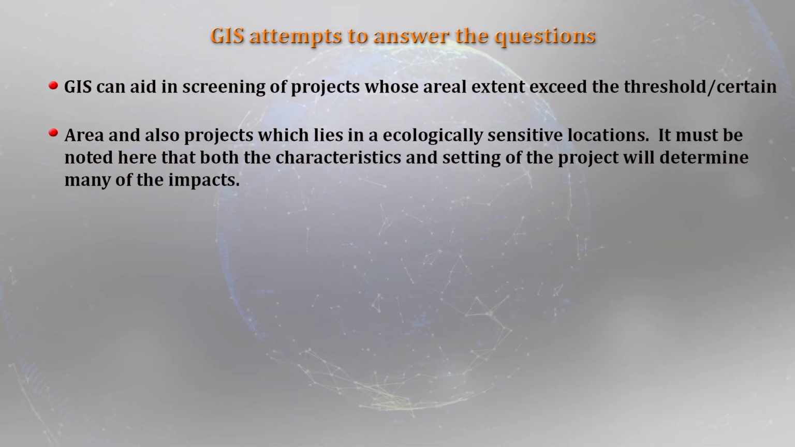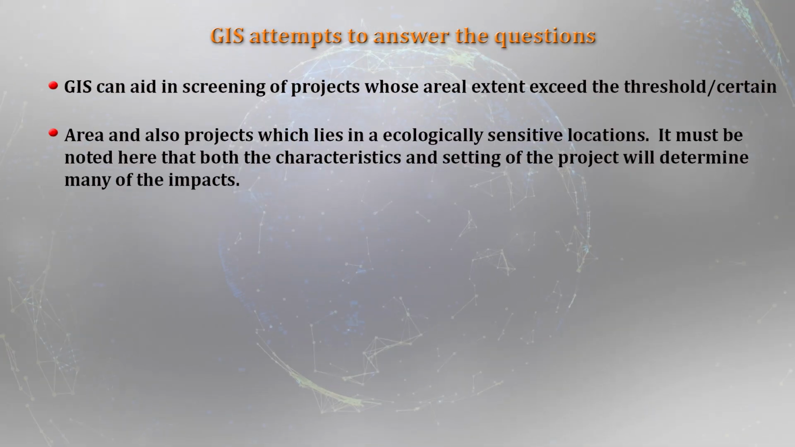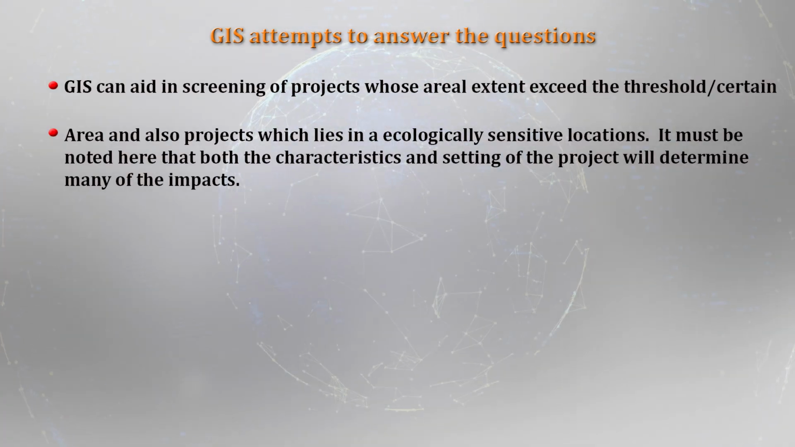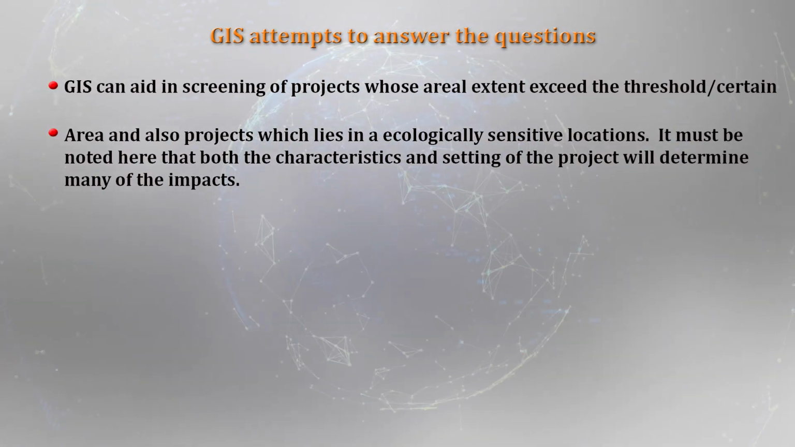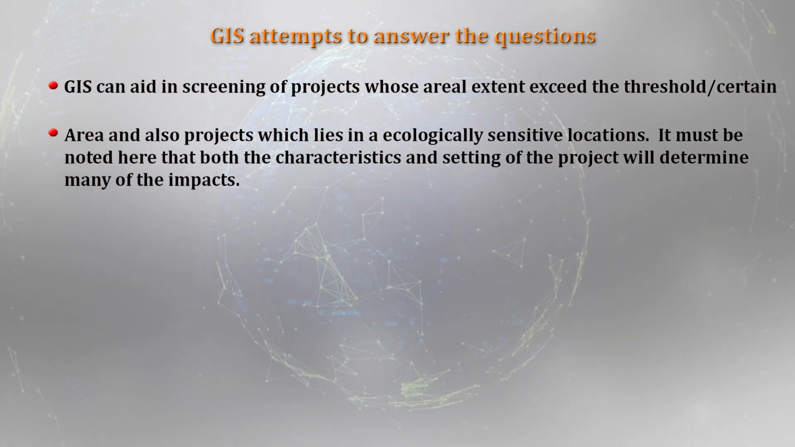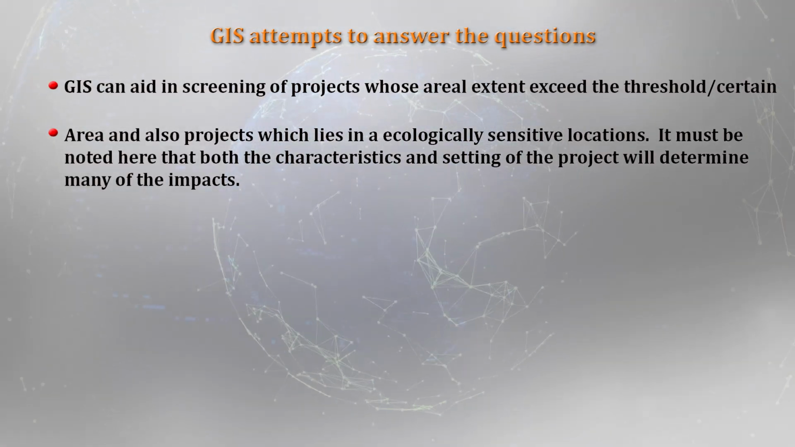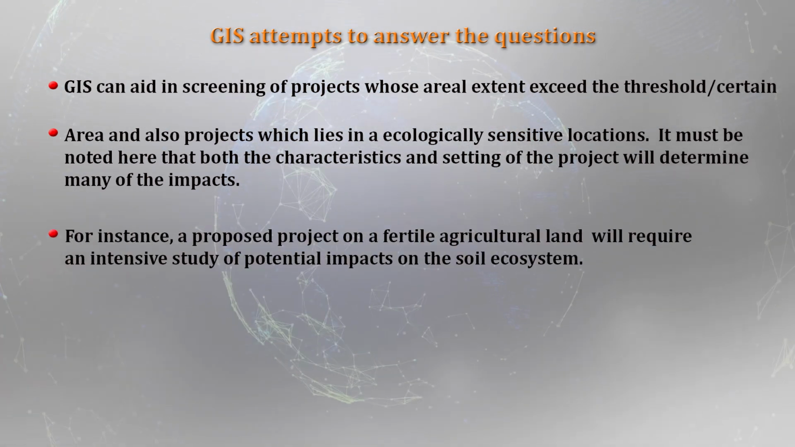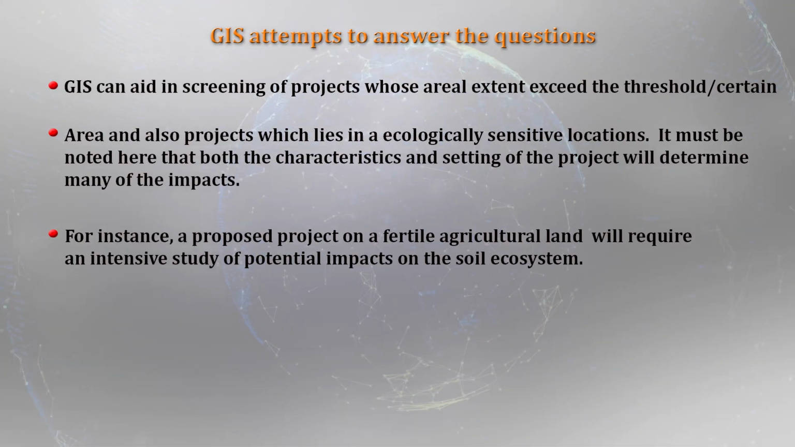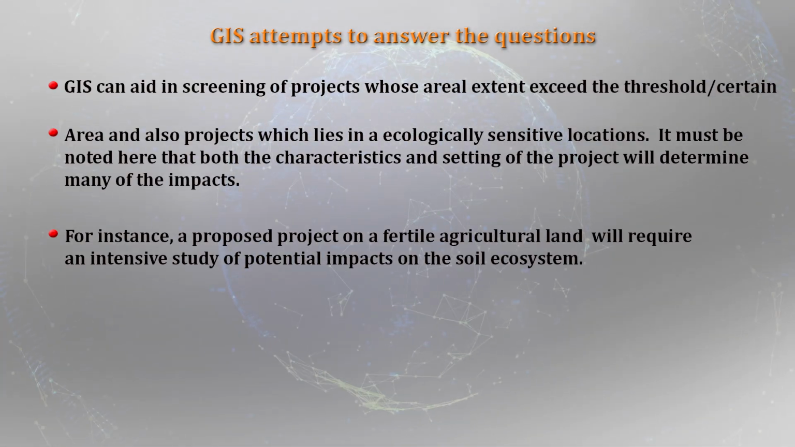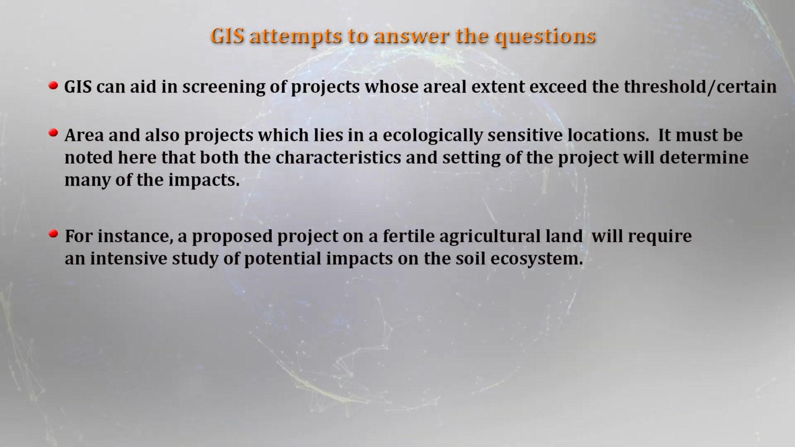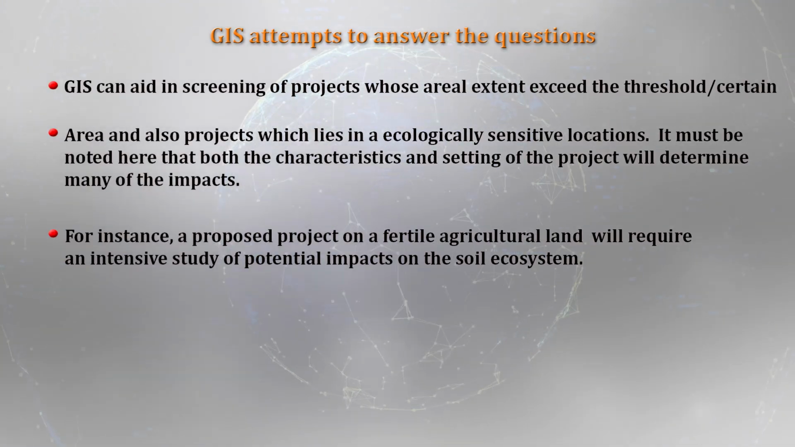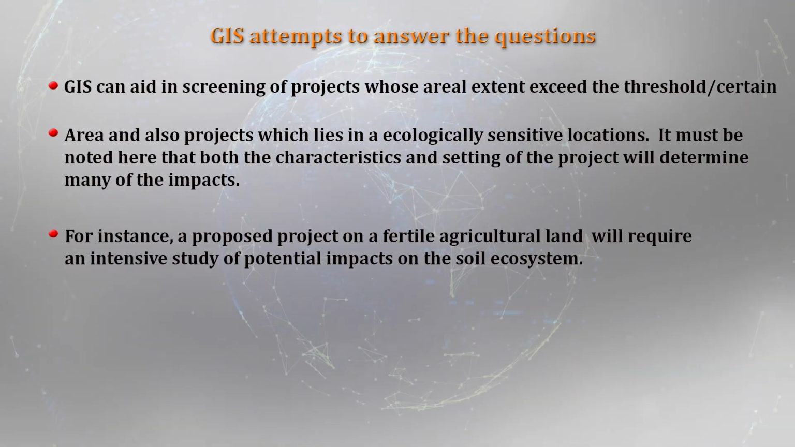It must be noted here that both the characteristics and setting of a project will determine many of the impacts. For instance, a proposed project on agricultural land, definitely a fertile land, will require an intensive study of potential impacts on the soil ecosystem and the resources available in the agricultural land. So these are all the impacts. In a way the characteristics of the project and where it is to be located also provide a bird's eye view of the potential impacts.